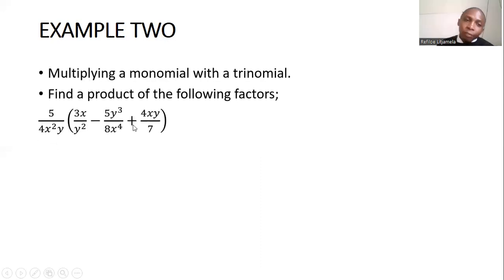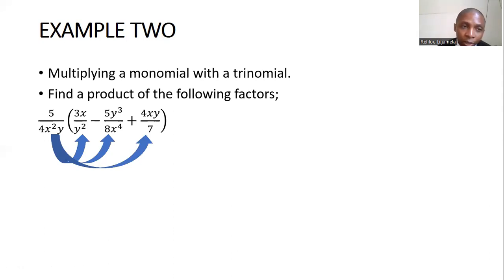Now here I still have a monomial. This outside term is a monomial, but inside the bracket I have 1, 2, 3 terms. So I've got 3 terms inside the bracket, so I have to take that monomial. Now when we start with the first term, I will simply take this 5 multiplied by 3. 5 multiplied by 3x will give you 15x.